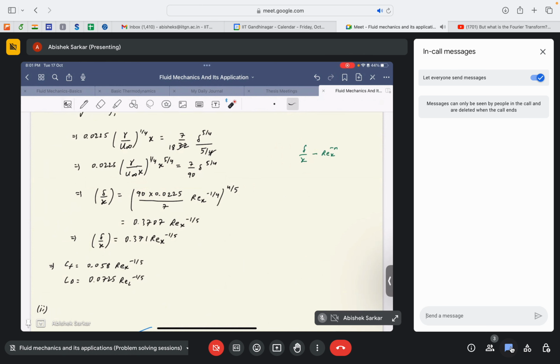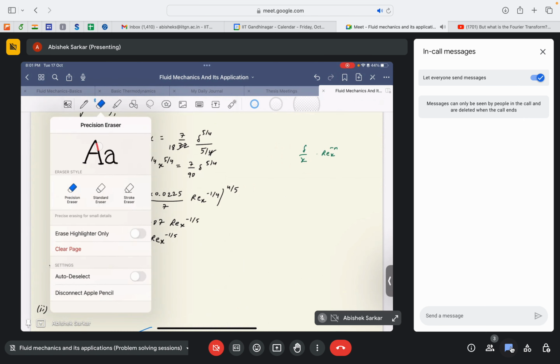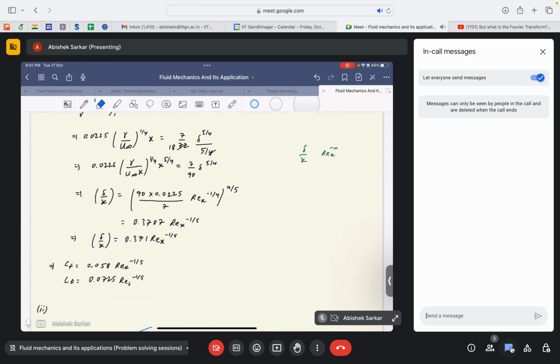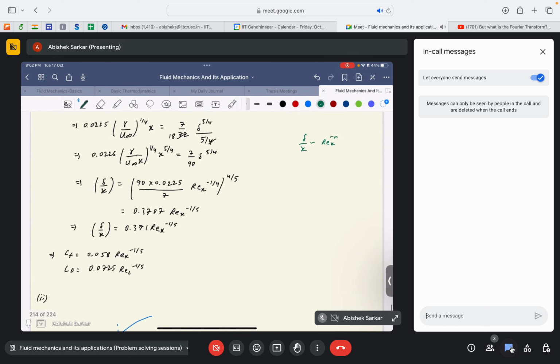And once you do that, you can express the equation, express a result, sorry, express your result as delta by x, which scales as Reynolds number to some power and some certain coefficient, which is exactly what you need to find. I hope I am clear. Currently, since you are not speaking, I am hoping that I am clear.